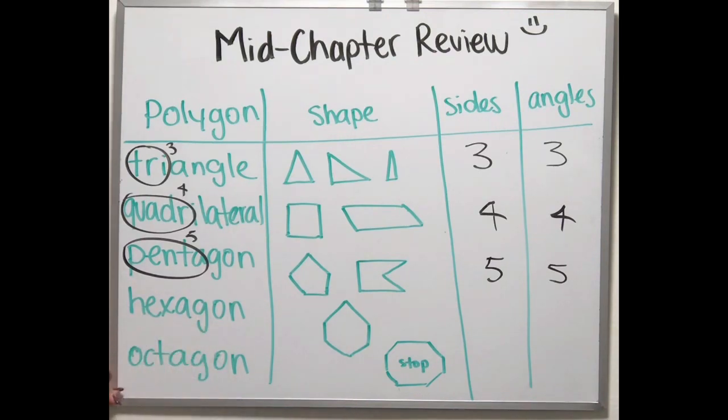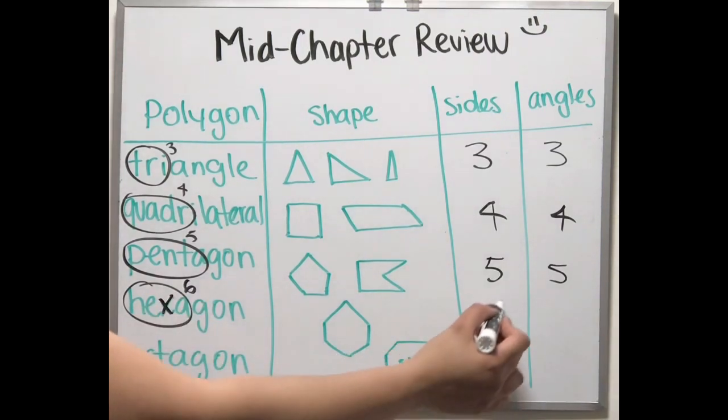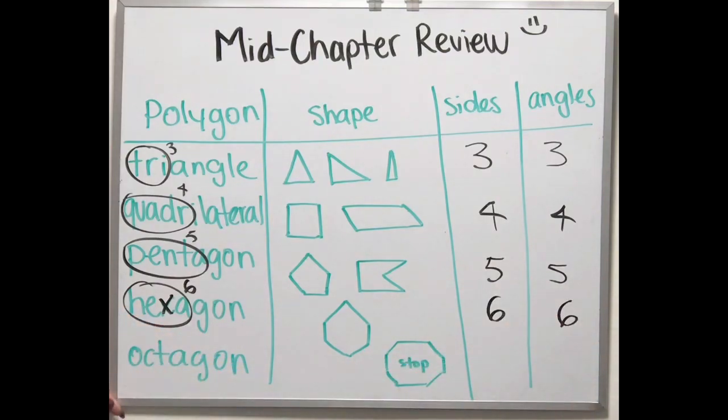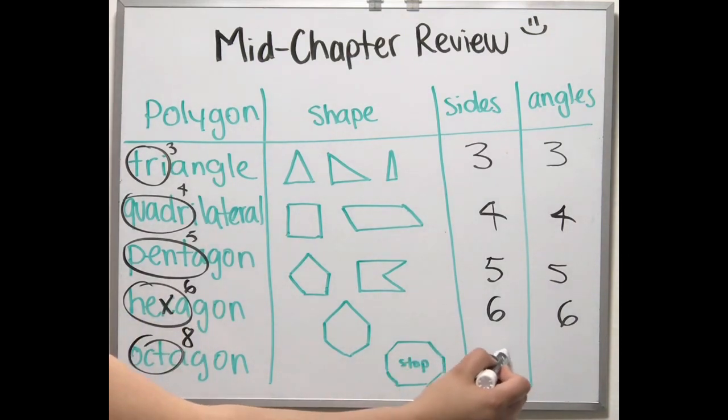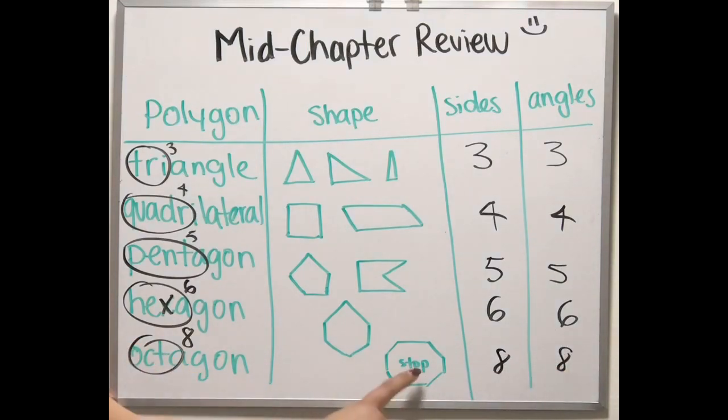And then we have the hexagon. The hexagon has the word hexa right here. Hexagon means 6. And actually you guys can remember that because hexagon has an X like the number 6. So it has 6 sides and 6 angles. And last but not least, we have octagon. Octagon sounds like octopus, right? Octagon, octopus. So it has octa right here, that means 8. So it has 8 sides and 8 angles, like the stop sign.